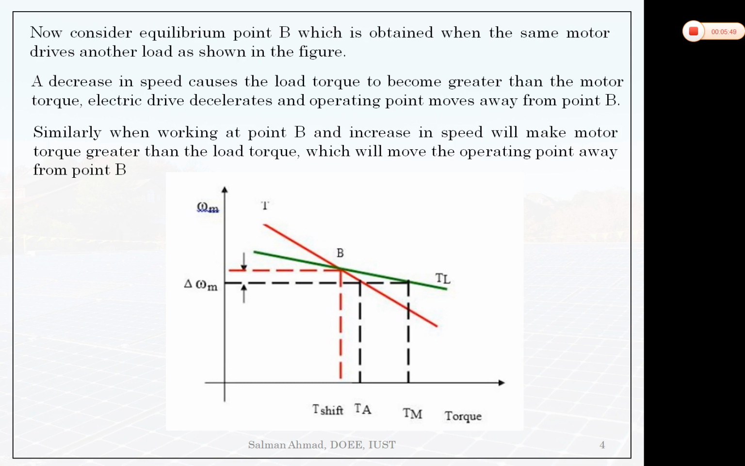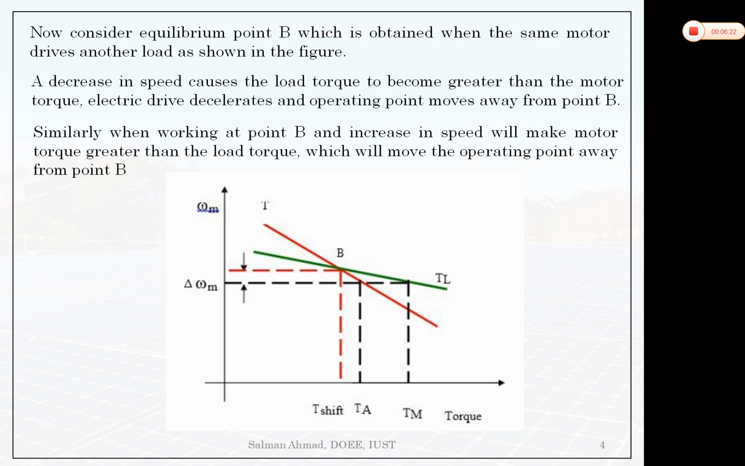You can see that when we decrease the speed, the motor torque is less than the load torque. The load torque here is more. From this horizontal line, the load torque is this much, the motor torque is this much. So we decrease the speed and the motor torque becomes less than the load torque, so the speed will further decrease. The speed will move away from the equilibrium point B. So the first test has failed.